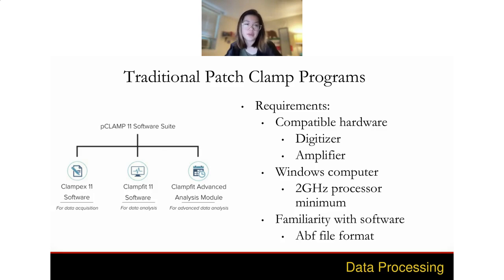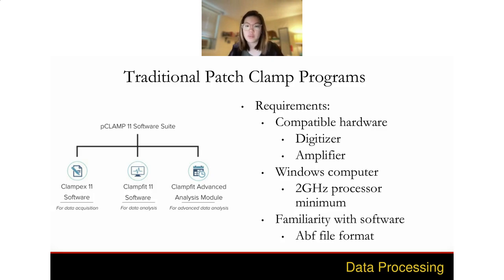So there are a couple requirements of using this particular device setup. First of all, when you're using Clamp X and when you're trying to do electrophysiology, you really need to have compatible hardware. So for example, there are very specific requirements of both the digitizer and the amplifier. If it's not compatible with your system, then you're not going to be able to acquire data appropriately.